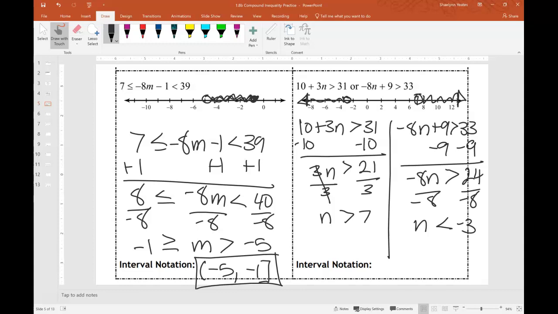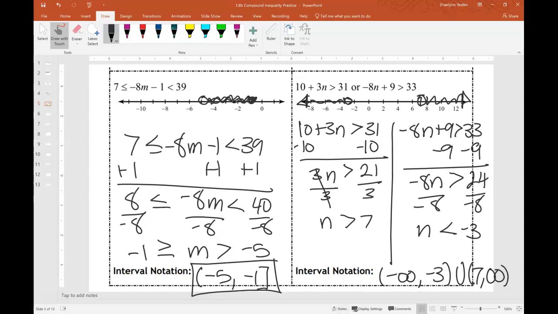And for the interval notation here, we've got an arrow at negative infinity, going all the way to negative 3, which is an open circle. Then there's a space. Then we go at 7, and then it goes all the way to positive infinity. Perfect. Look at us go.